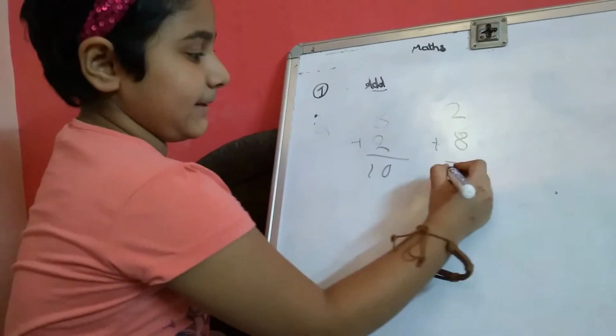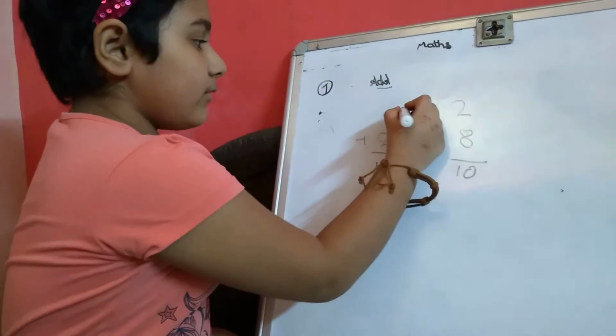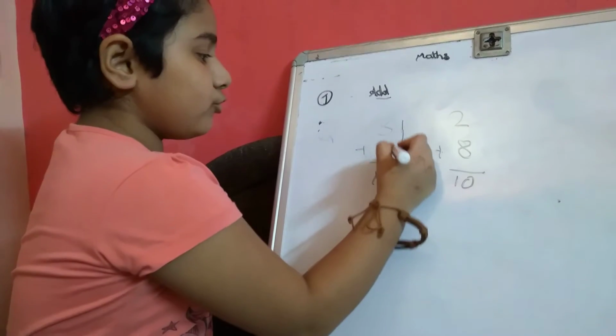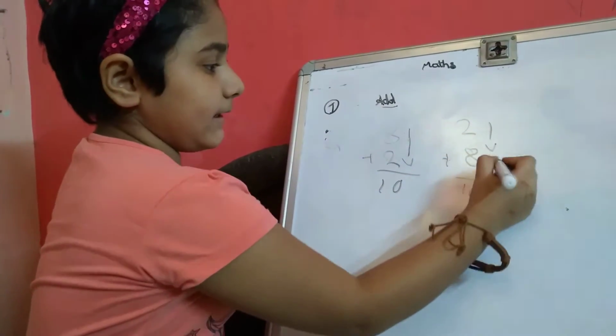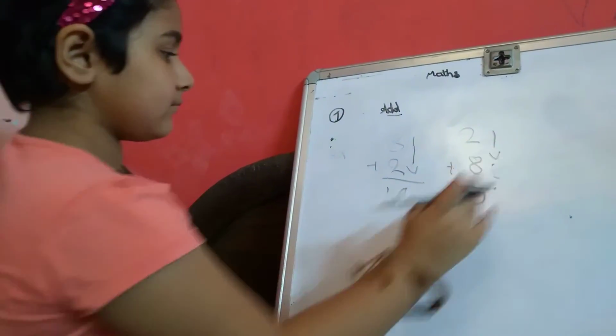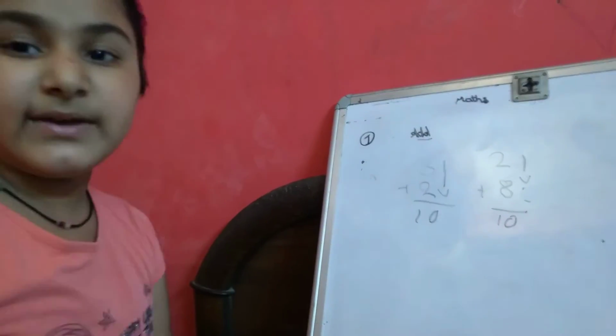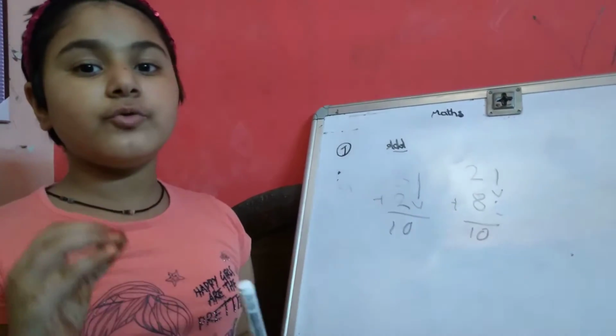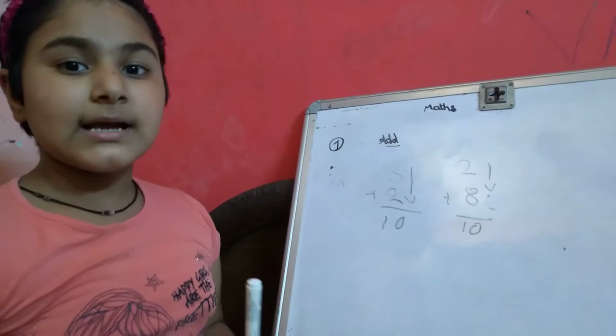28 plus 22, 22 plus 28. The answer will be same. We do 28 plus 22, 22 plus 28. Okay. And next, we add any number to 1, so we get the successor.